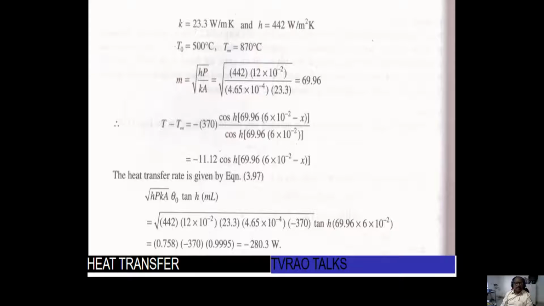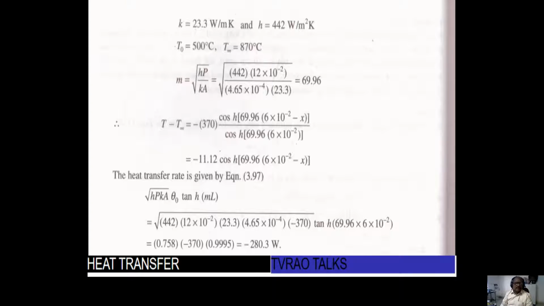Here there is an x value, x is not given. So whatever value you are getting, that itself you can take as the temperature distribution. Determine the temperature distribution. So temperature distribution is a function of x. Using this equation, wherever you want to find the temperature, you can find it.